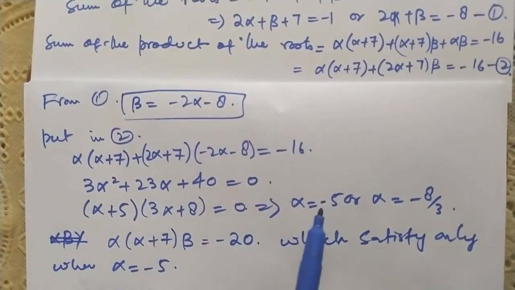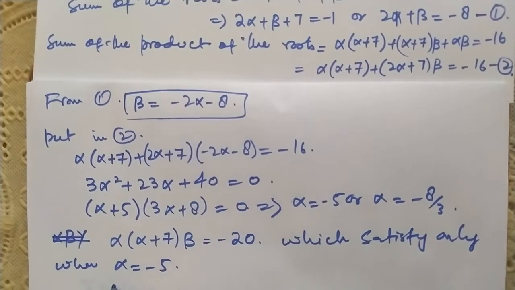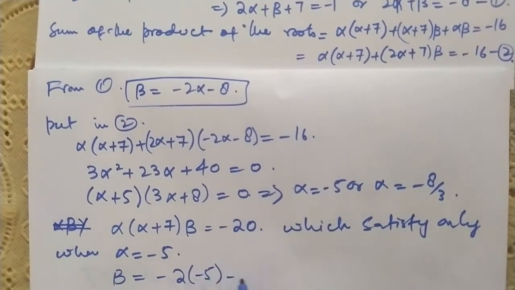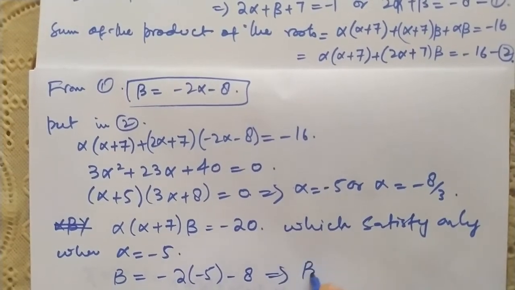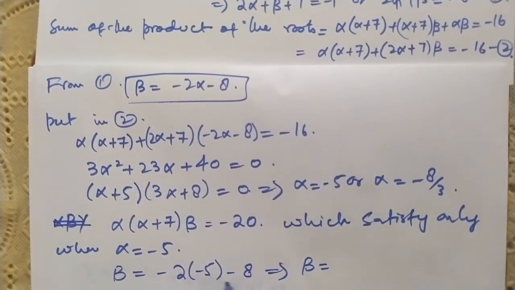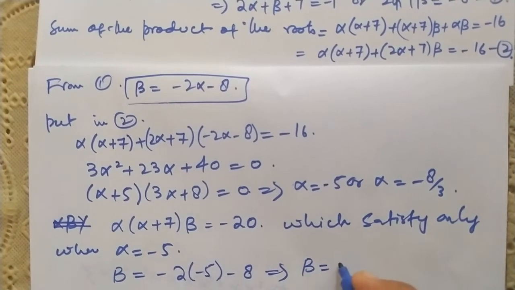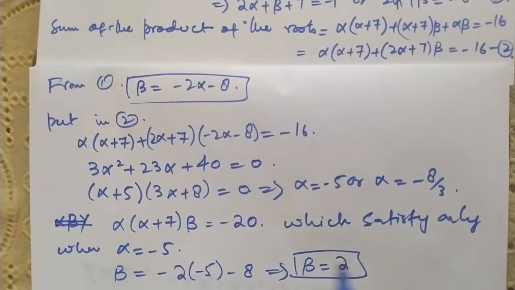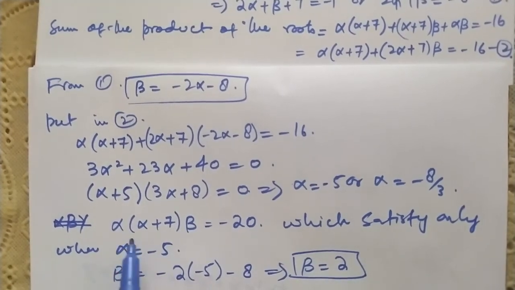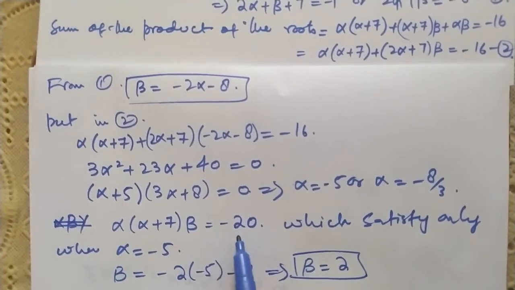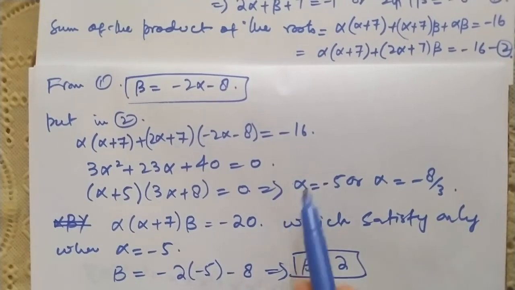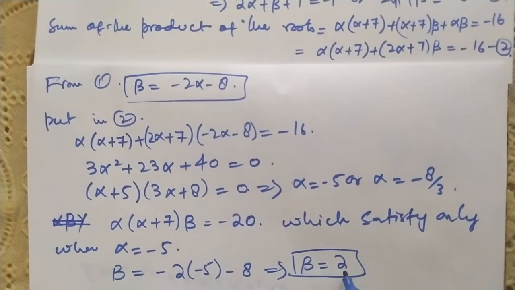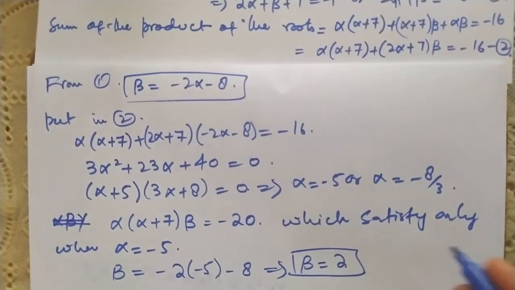Right, when you put alpha equal to minus 5, you can find the value of beta, that is minus 2 alpha minus 8, and it implies that the value of beta will be 10 minus 8, which is 2. So if alpha is equal to minus 5 and beta is equal to 2, then the product of the roots will be minus 20. So these are the valid values of alpha and beta, that is alpha is equal to minus 5 and beta is equal to 2, right?